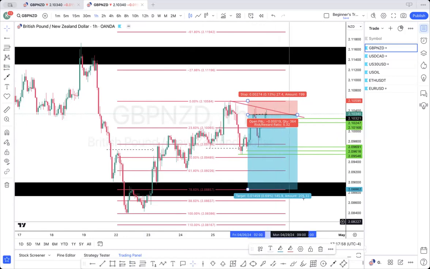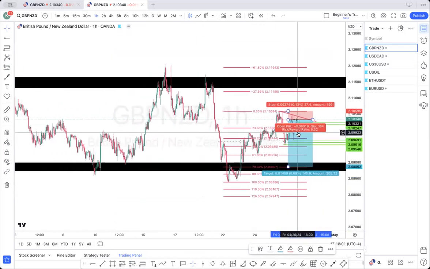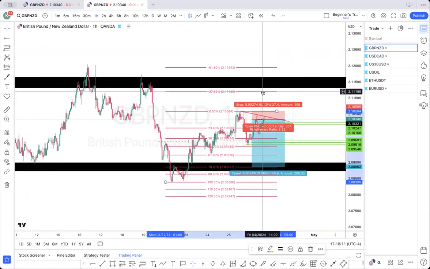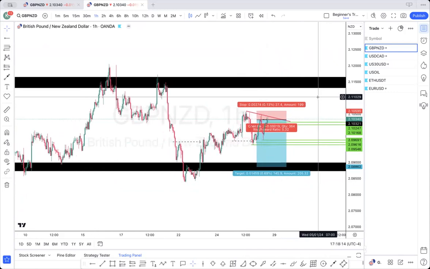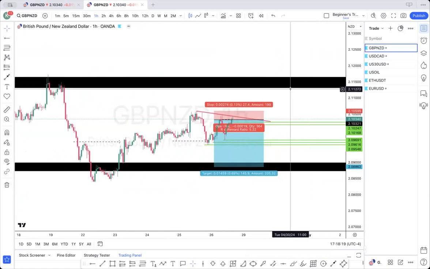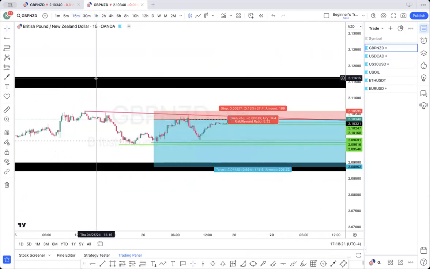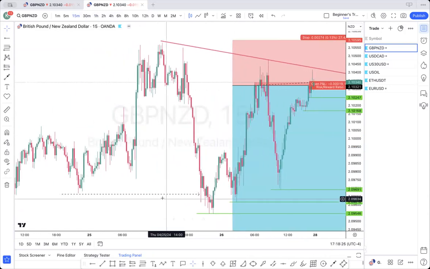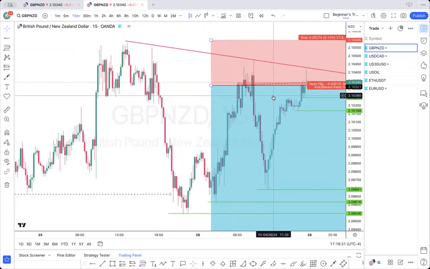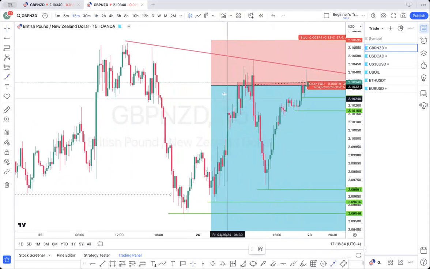Because again, price could keep going, right? But I would definitely wait to see what price wants to do at this zone. So price broke structure, pulled back. Let's go down to the 15.